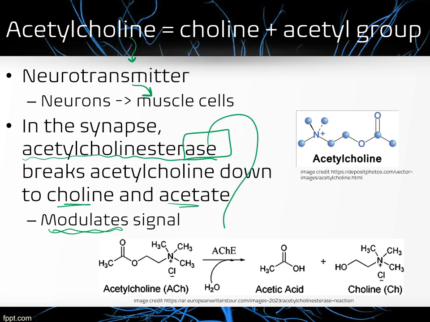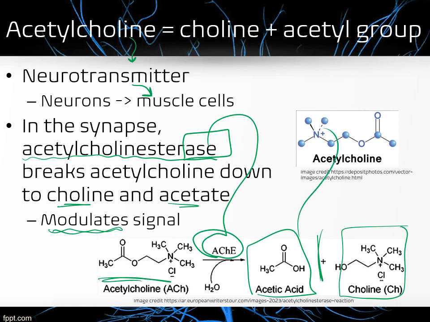So acetylcholine esterase, abbreviated here AChE, is going to take acetylcholine and break it down into two chunks, that acetic acid or acetate piece, and then the choline piece. And those pieces will be taken back up by the presynaptic cell or some other cell and then turned into more stuff that we need.